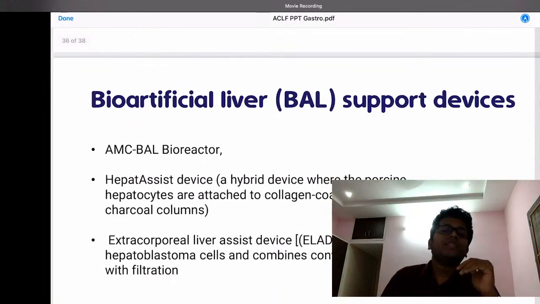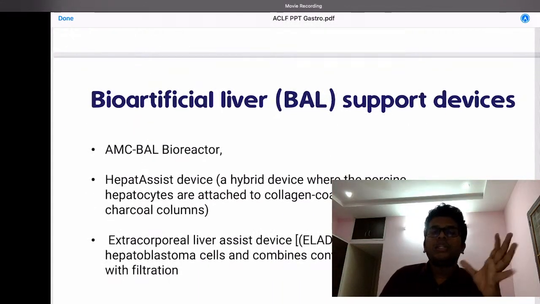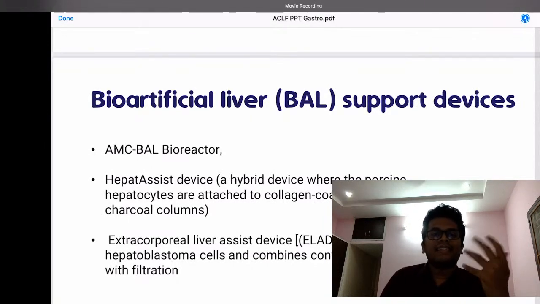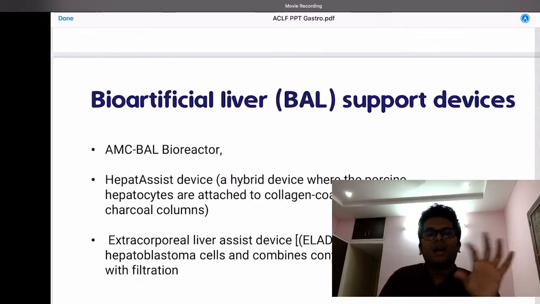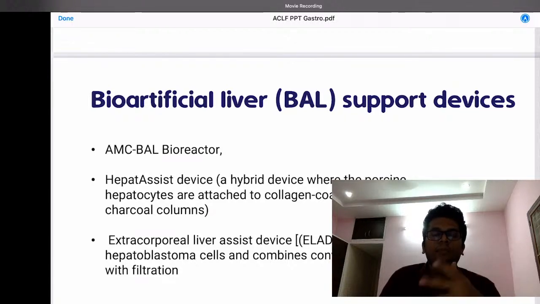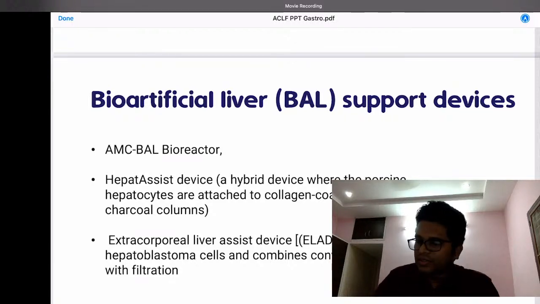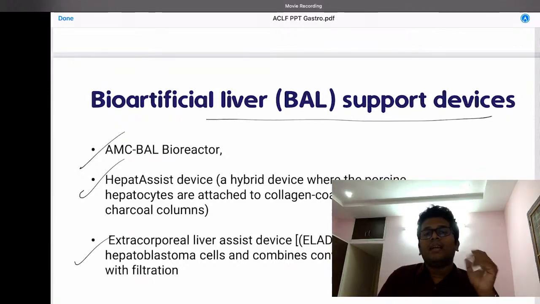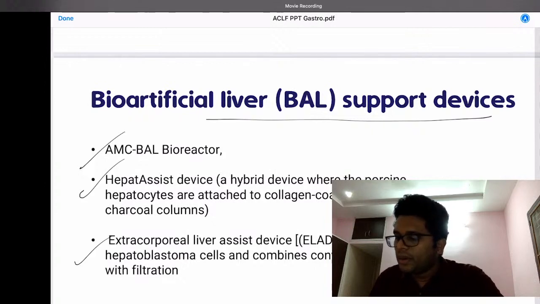Now, bioartificial liver support systems, there are commonly used ones of three types. One is the AMC-BAL bioreactor, the HepatAssist device which has porcine hepatocytes, and the extracorporeal liver assist device, that is ELAD, where human hepatoblastoma cells are used combined with a hemodialysis filter. So these are the three bioartificial liver support devices. Now, this should not be confused with hepatocyte transplantation. I'll be coming to that also.